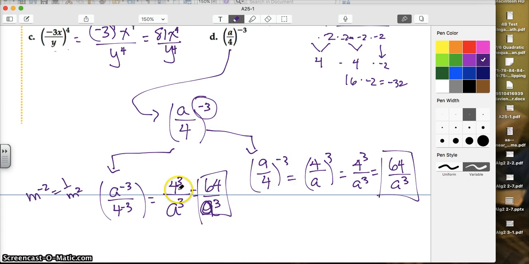So what we realized here, something we didn't talk about, is that if you have a negative exponent in the denominator, put it in the numerator and make it positive.